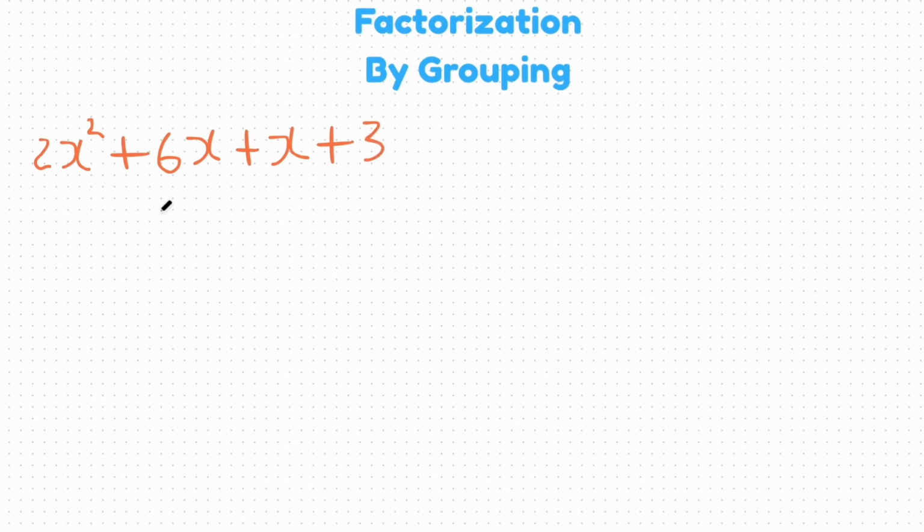Remember to check to see if we can use the grouping technique. Find the ratio of the coefficients. So 6 divided by 2, that's 3, and 3 divided by 1, that's equal to 3 as well. So when the ratios of coefficients are equal, we can go ahead and factorize by grouping.